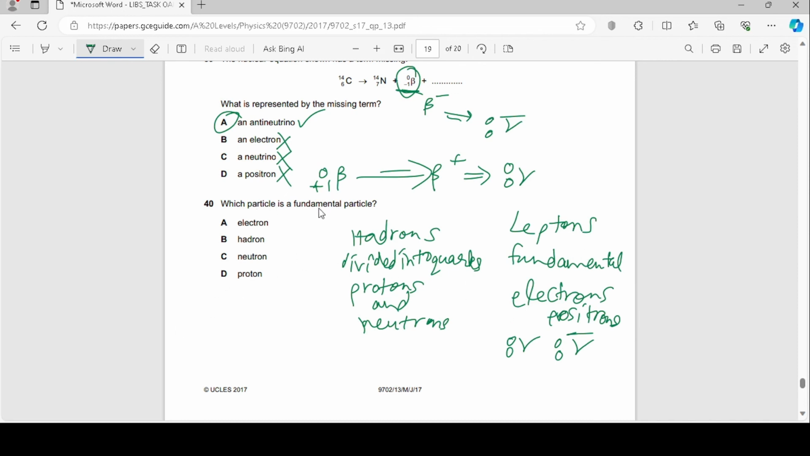So which particles are fundamental particles? Hadrons are by definition not fundamental particles because they can be divided into quarks. And neutrons and protons are hadrons, so they are not fundamental particles. Electrons are leptons, and thus they are fundamental. And so the answer is going to be A. And we are done with this paper.